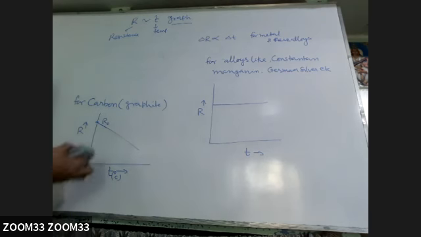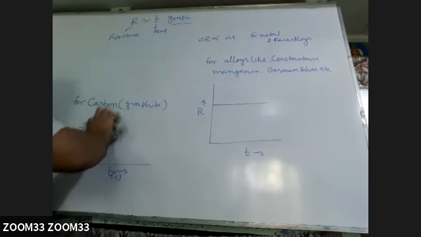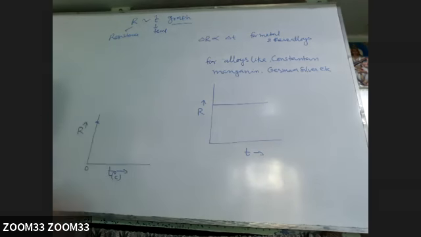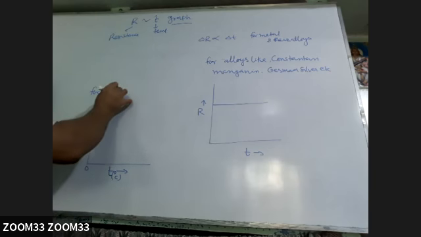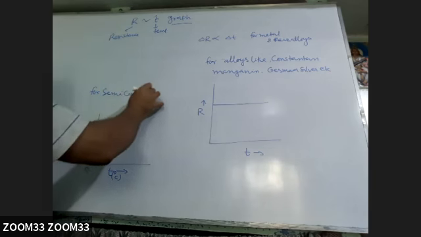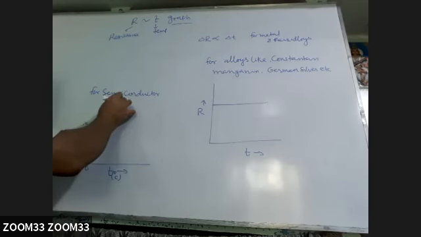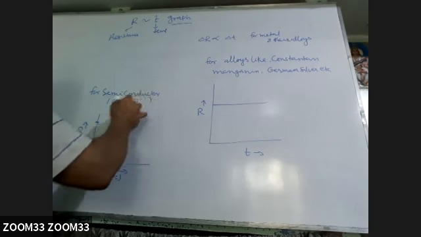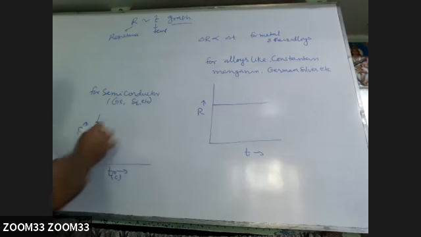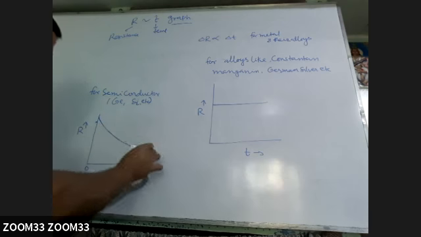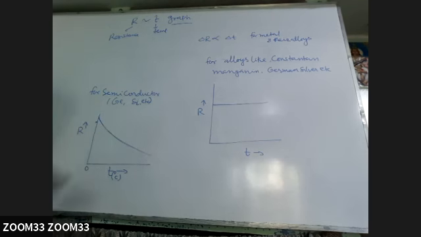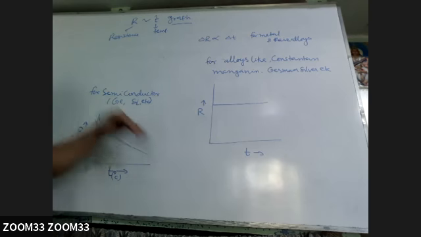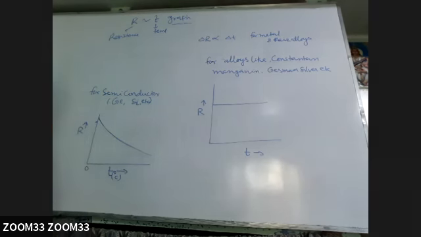For semiconductor, the slope is negative, but it will not be a straight line graph. Semiconductor is germanium, silicon, indium. So graph will come as a curve. Resistance will keep on decreasing, but it will not decrease linearly.